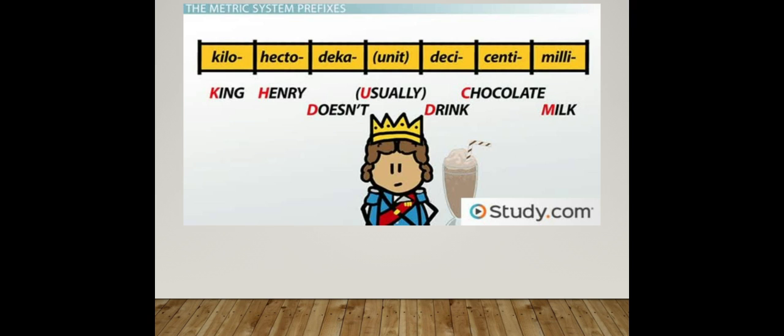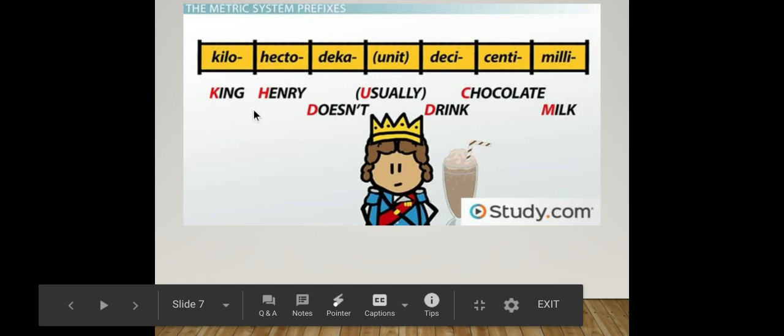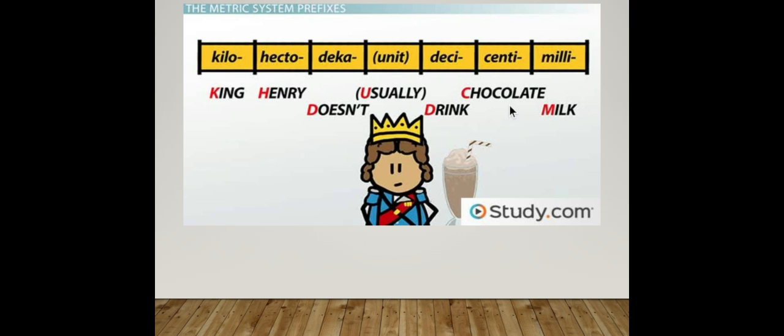So let's start with the way that I think is the easiest for the kinds of conversions we will do in this course. You need to remember the order of the prefixes in order to use this method. I like the little mnemonic device, King Henry doesn't usually drink chocolate milk. And that stands for kilo, hecto, deca, the base unit, deci, centi, milli.